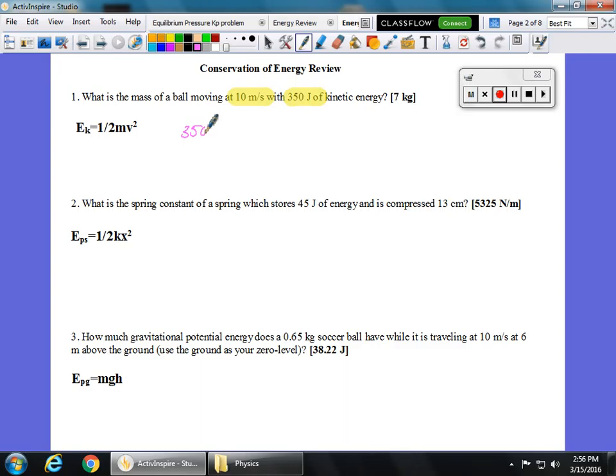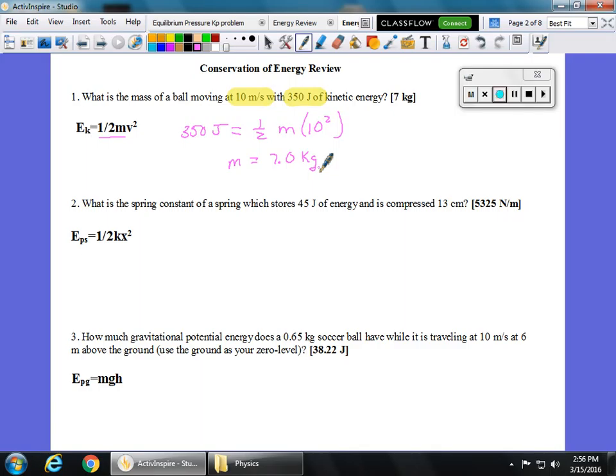It's 350 joules. We know the equation is 1/2 mv squared, so that's 1/2, and we're looking for the mass, so I'm putting in m, and I'm going to put in 10 for the velocity, and that's going to be squared. Don't forget to do the squaring first in your calculator to make sure that you're following order of operations. If you solve for m, that gives you 7.0 kilograms for the mass.